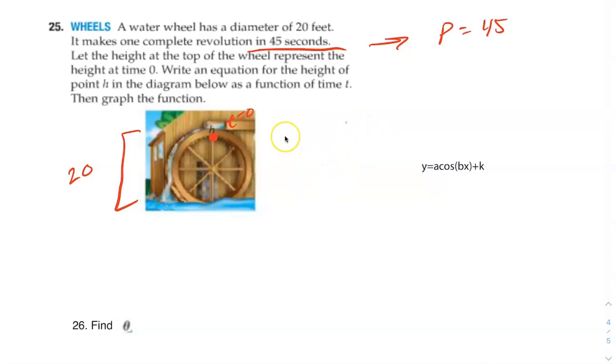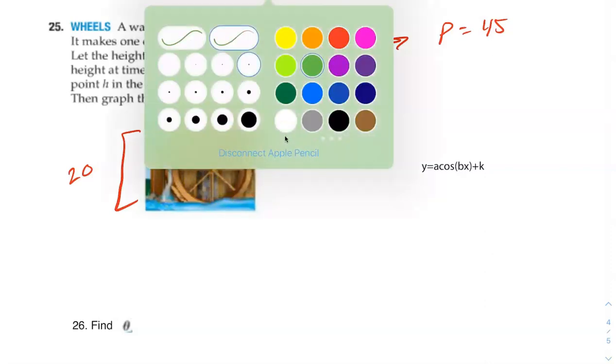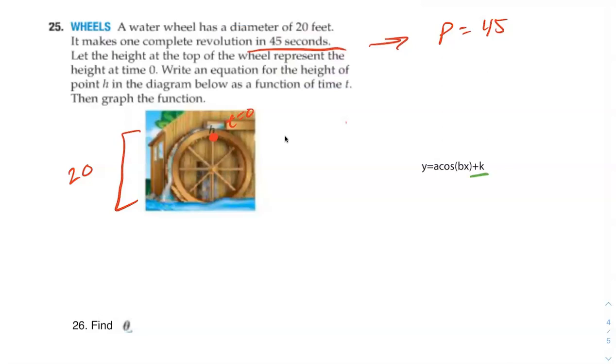How do I always start it? I always start with the middle. Let's figure out what the middle is, right here for my k. Middle should be right there. So there's no like height, it's just the circle. So that's my middle. So how high is that? Well, if the diameter is 20, it's 10 in each direction. So this is 10 and this is 10. Makes my height 10.